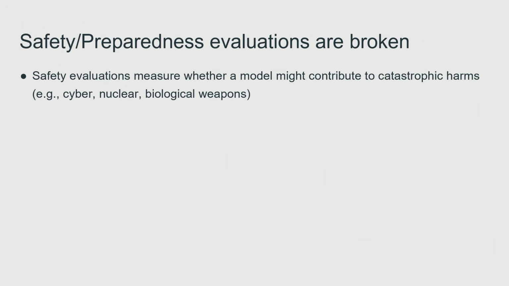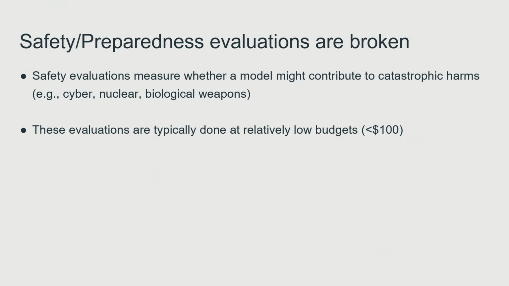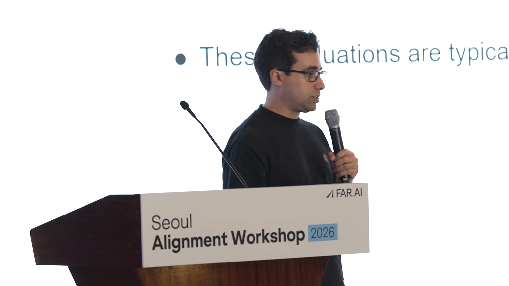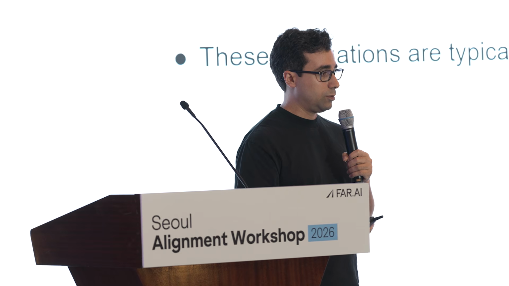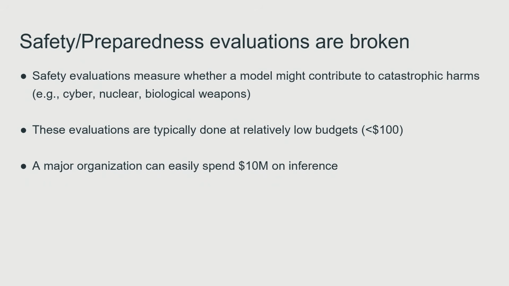Okay, so my main point is safety evaluations are currently broken. This is also true for safety evaluations. And this particularly matters because we want to evaluate these models for things like catastrophic harms. If you're going to do that at a budget of, let's say, $1 or $10, then it might not appear that these things are very dangerous when in fact they are. So my argument is, even if you do the evaluations at a budget of like $100 and it doesn't seem dangerous, there are organizations that could easily spend $10 million on inference and get much higher performance than what the safety evaluations seem to imply.